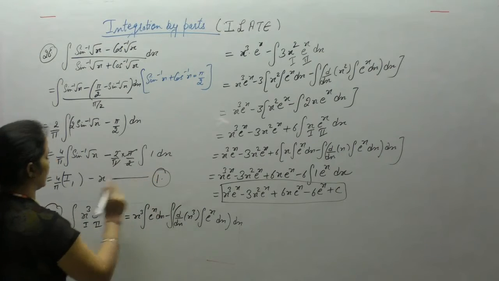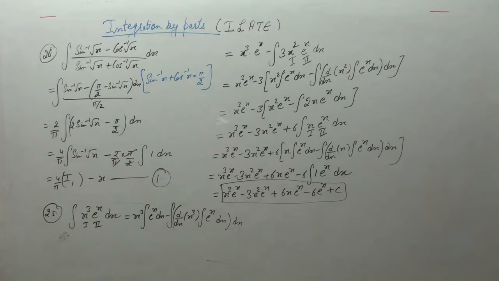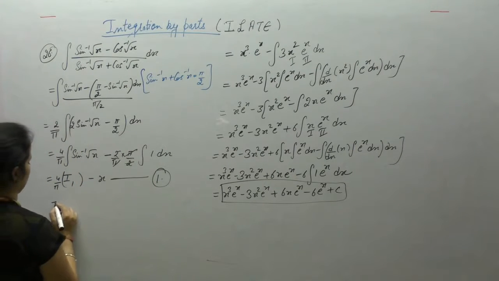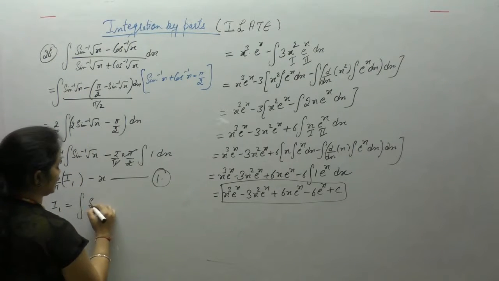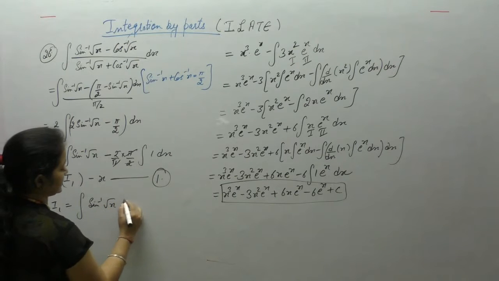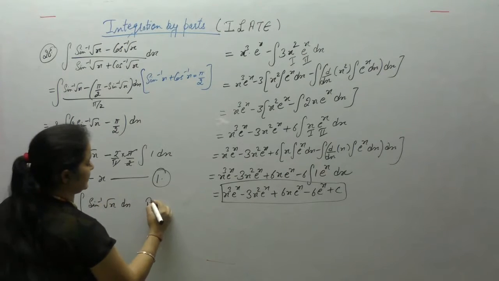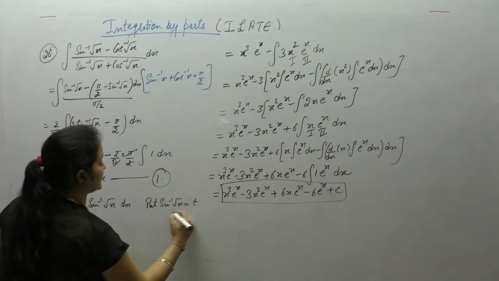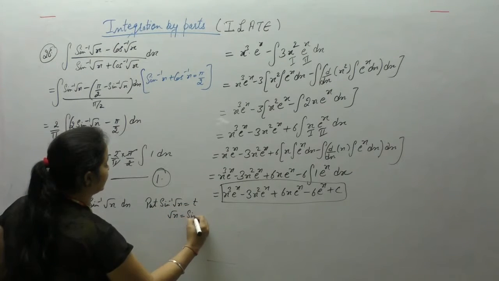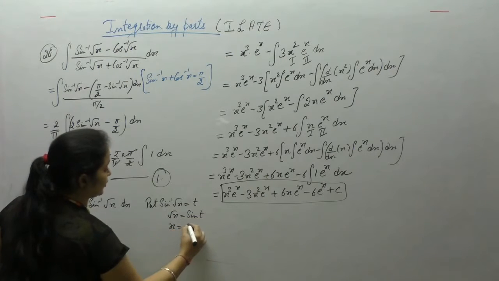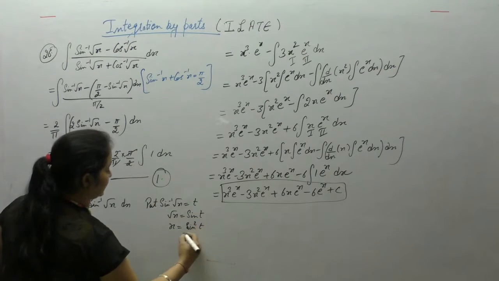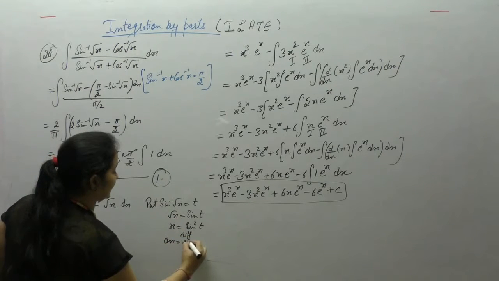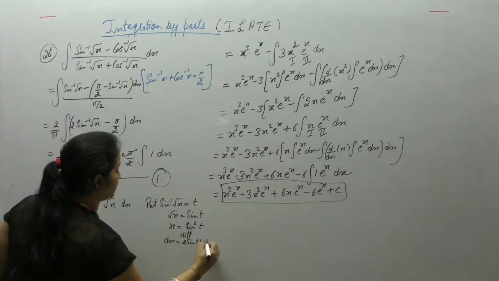Take this equation as 1. Now we will solve this integral, sin inverse square root of x. Put this as t. Sin inverse square root of x as t. Square root of x is sin t. Squaring both sides, sin square t. Now differentiate, 2 sin t cos t dt.